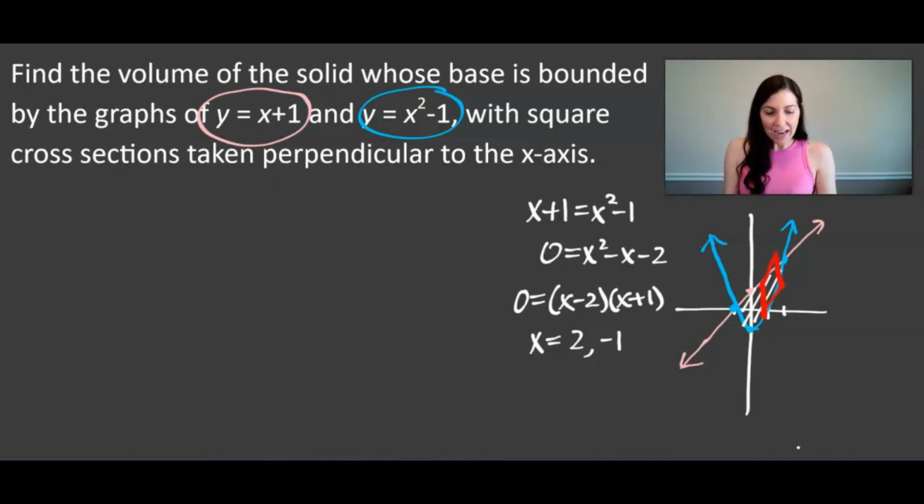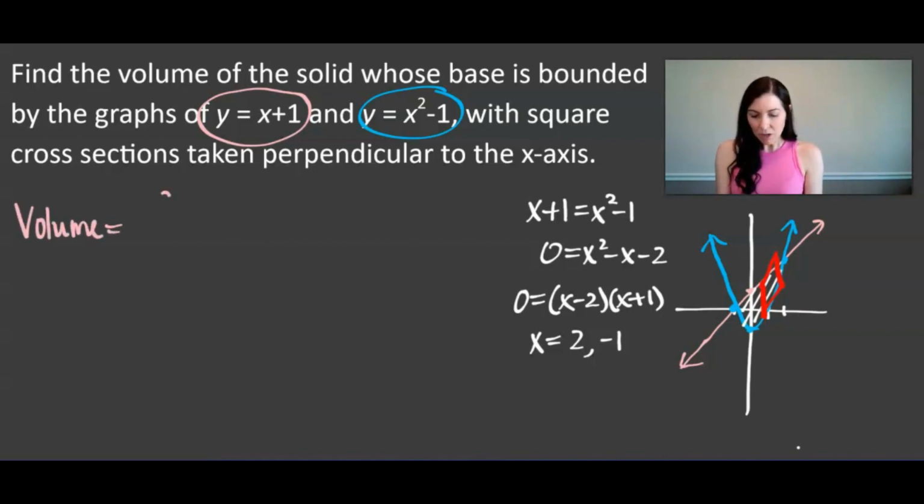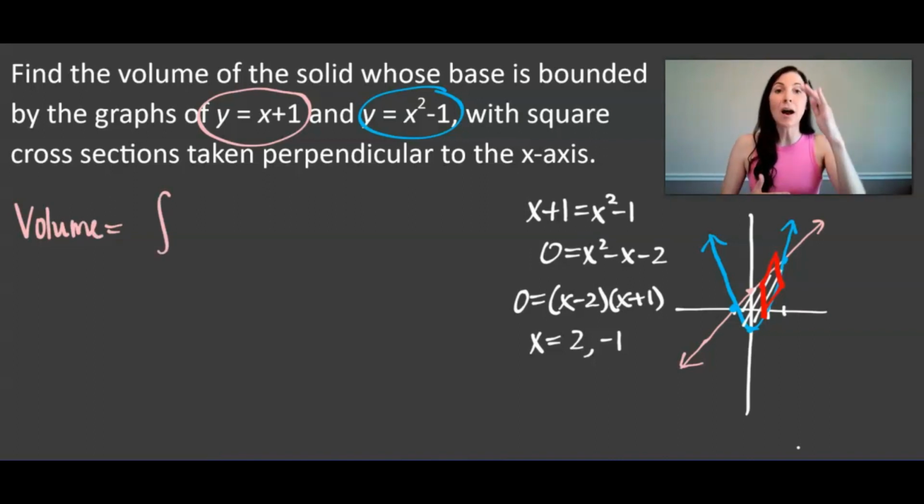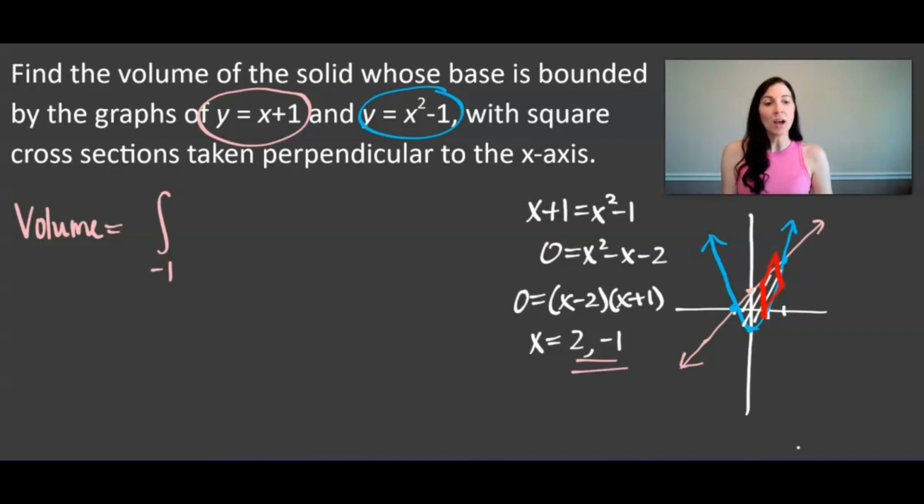Okay, now to find this, we would need to set up an integral in order to find the volume. And the reason we're doing that is because we are going to sum up an infinite amount of squares between the first x value and then the last x value. And to do that, we need to define those x values, which we solved right down here. So we're going to add up an infinite amount of these red squares from an x value of negative 1 to an x value of 2. And again, we found those algebraically.